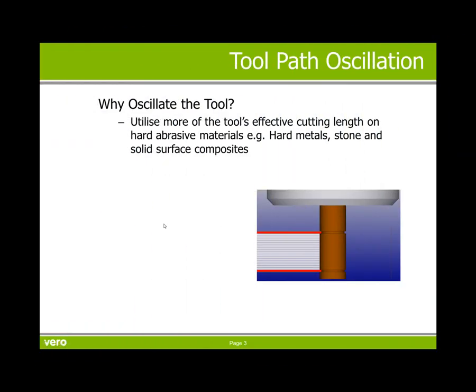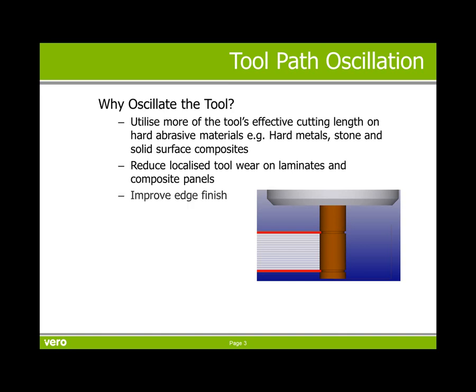So why oscillate the tool? Well, it helps utilise more of the tool's effective cutting length on hard materials, for example hard metals, on stone, and maybe on solid surface composites. It will also help reduce localised tool wear on laminates and composite panels such as plywood. This will in turn improve the edge finish, and we will get an extended tool life.